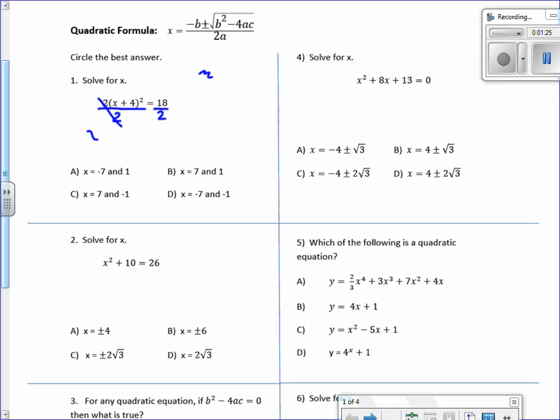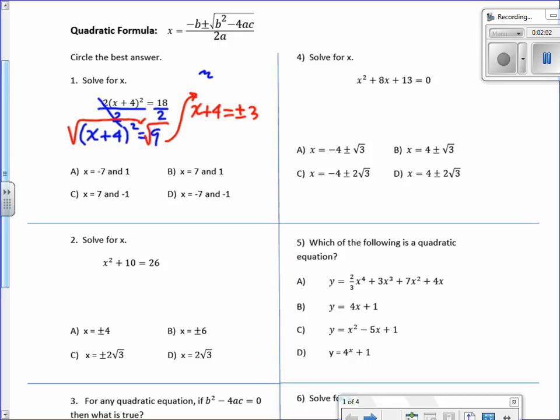Those 2's cancel. I'm left with (x + 4)² = 9. The next step is I have to take the square root of both sides because I want to get rid of that square term. I want to take the square root because that's going to undo the squaring. It's the inverse operation. When I take the square root of (x + 4)², all I'm left with is x + 4, and I can drop those parentheses, equals, now this is important, plus or minus 3.